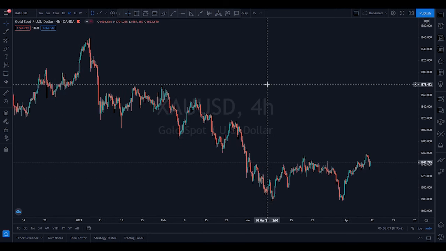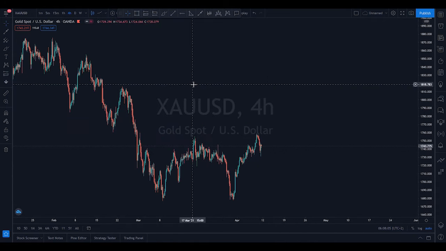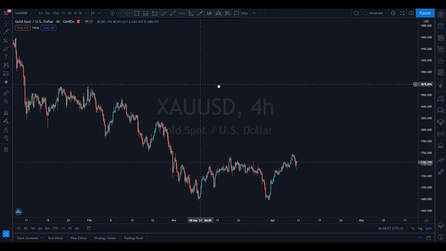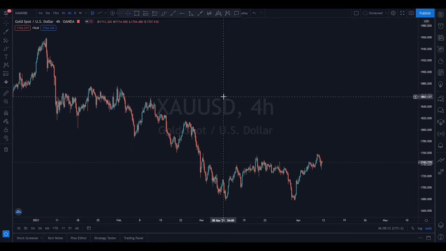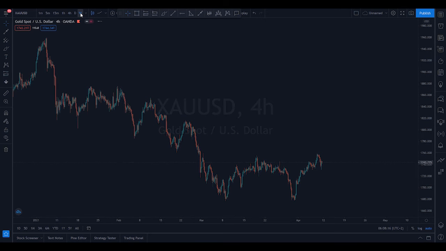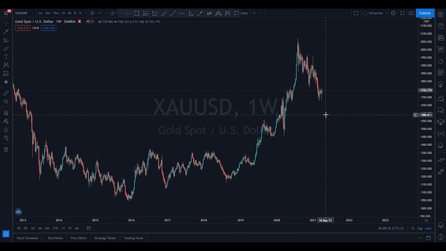So let's now jump into how I actually draw my support and resistance. The first thing is that when I draw support and resistance, I don't go back into what was happening in the previous years. I go to my weekly time frame, and the only focus I'm looking at is what happened last year, about 12 months ago, which, now that we're in 2021, is 2020.